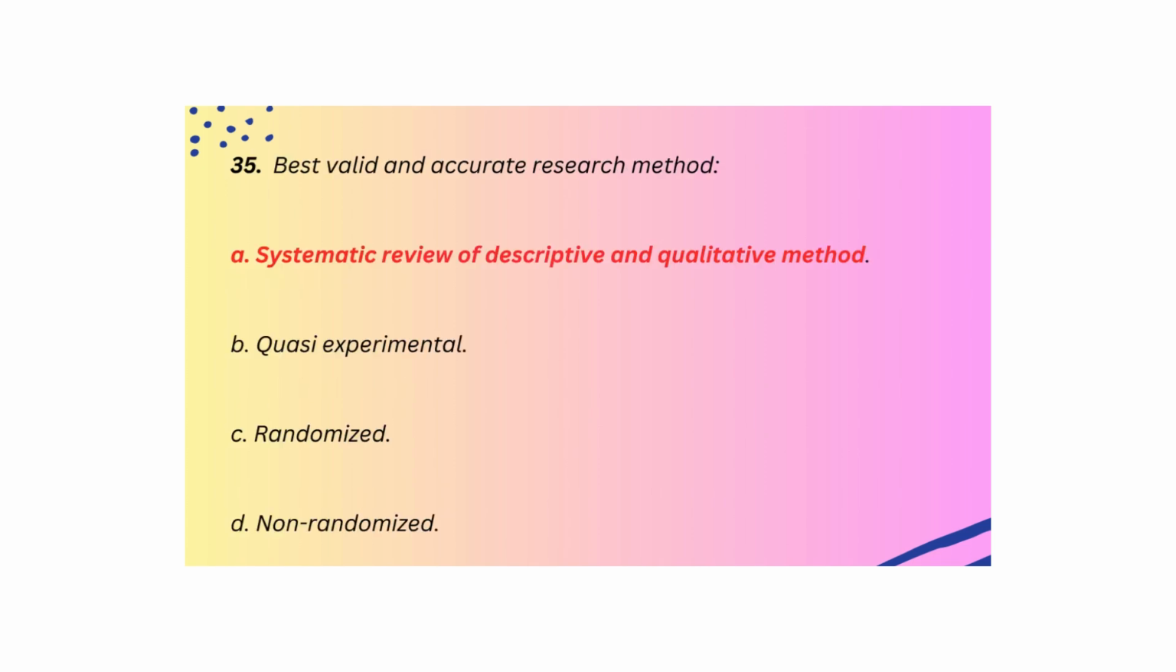Q35. Best valid and accurate research method. A. Systematic review of descriptive and qualitative method. B. Quasi-experimental. C. Randomized. D. Non-randomized.